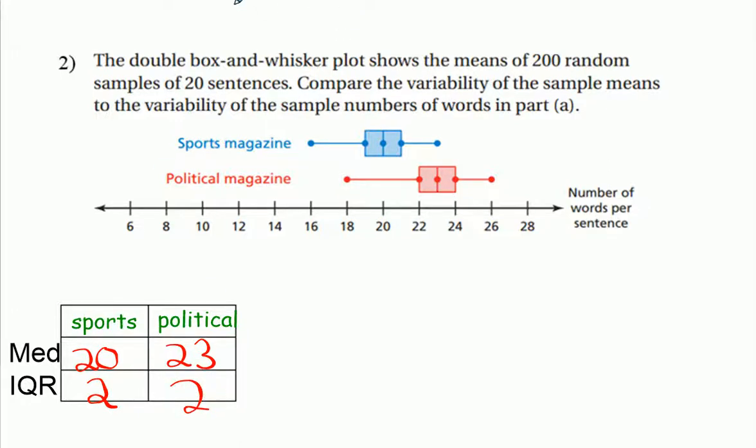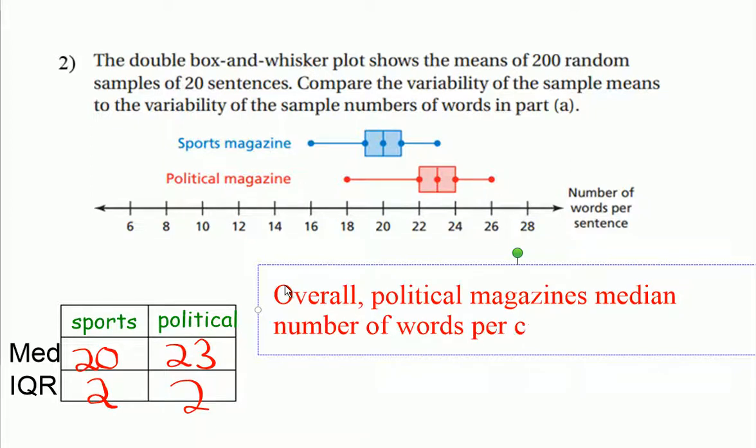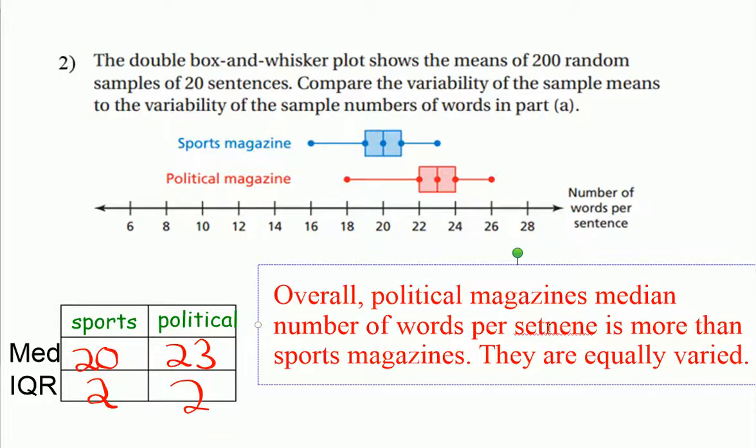So a very similar sentence to what we had written on the last example. Overall, let's do political magazines, median number of words per sentence is more than sports magazines. They are equally varied. There we go.